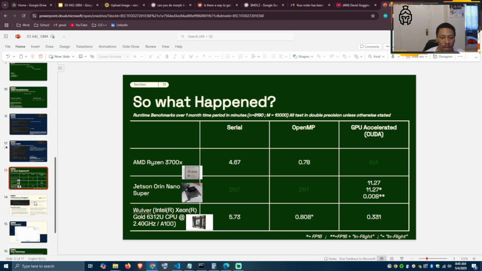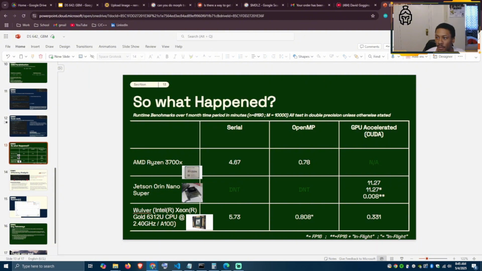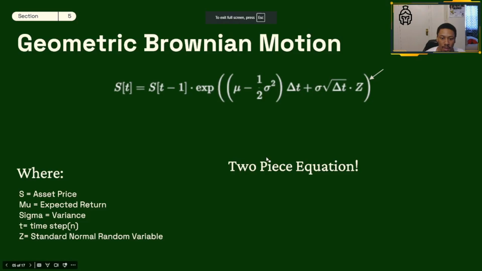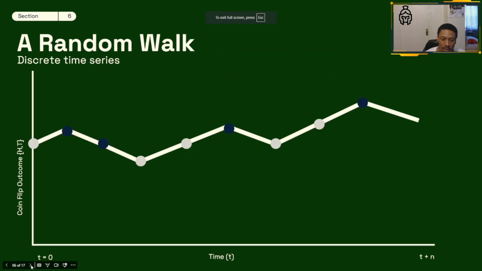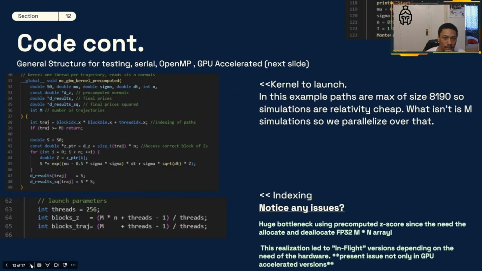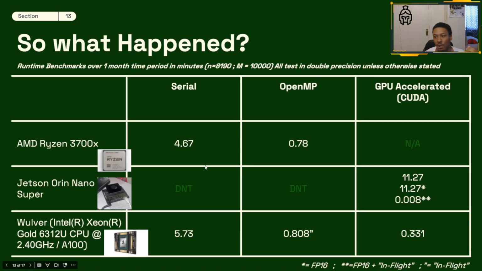So what actually happened? Let me present here, jump to my slide. So what actually happened over this? So I ran the test over doing geometric Brownian motion over a 1 month time period in minutes. So our n was going to be 8,190 total time steps and 10,000 iterations. And all the tests were done in double precision unless otherwise stated.